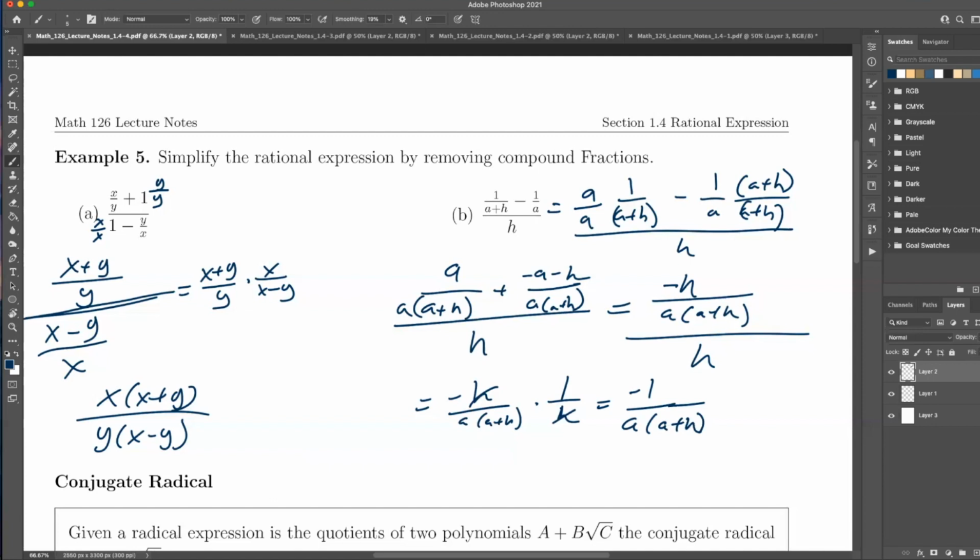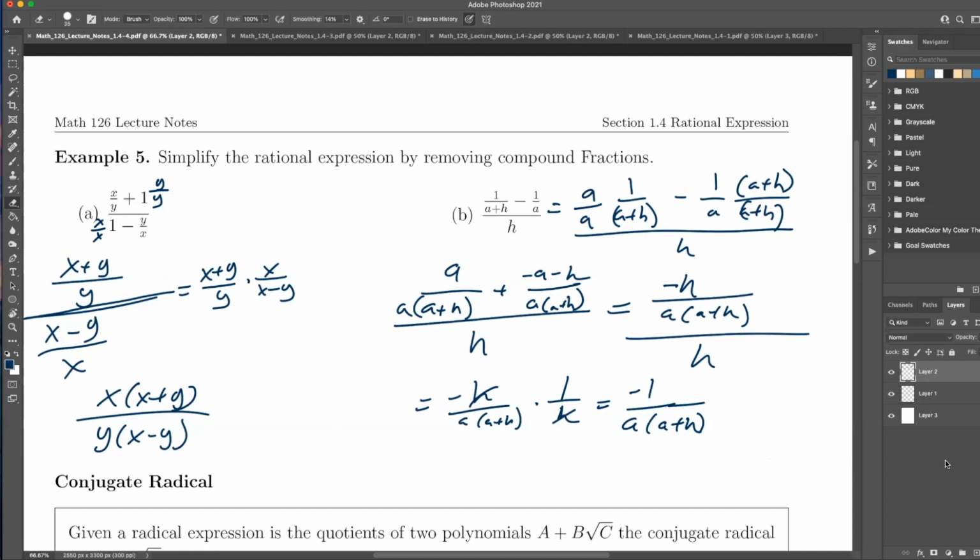Now, if I was taking the limit real quick and set h to 0, this just becomes minus 1 over a squared, which is the derivative of 1 over a. So that's for calculus. We're not going to be doing that, but that's just real quick where that comes from.